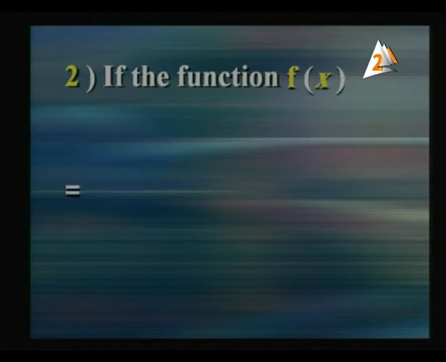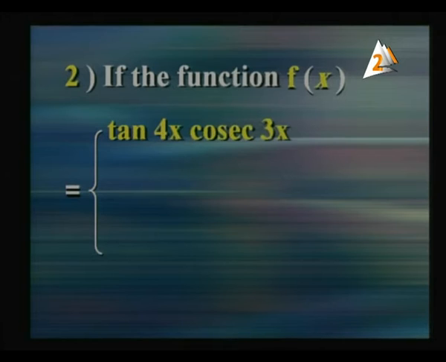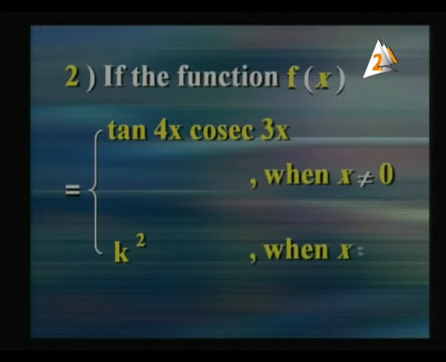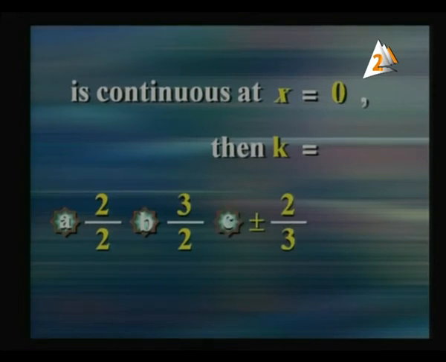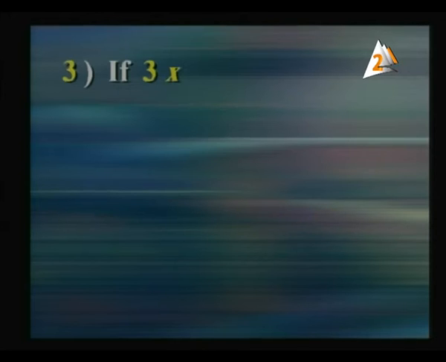Number 2. If the function f of x equals two branches, the first branch is tan 4x cosec 3x when x is not equal to 0, and k squared when x equals 0, is continuous at x equals 0, then what is the value of k? Is it 2 over 2, 3 over 2, positive or negative 2 over 3, or positive or negative 3 over 2? The answer is positive or negative 2 over 3.